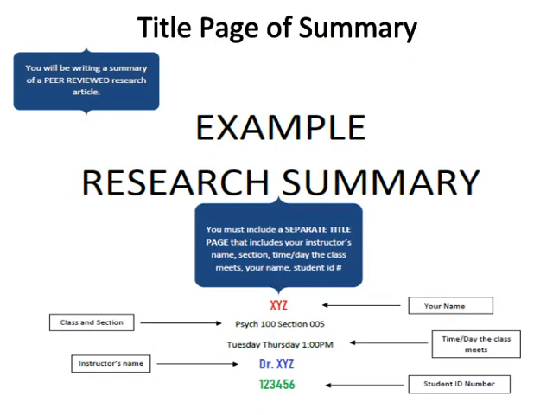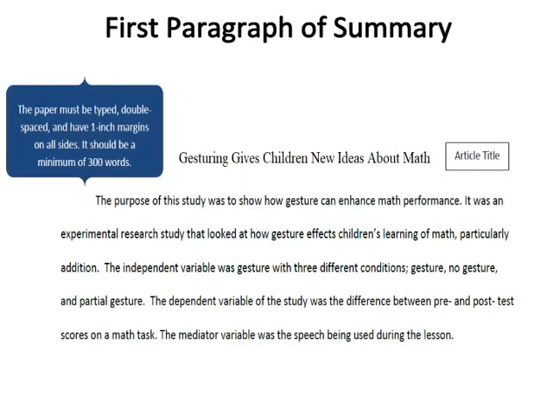You must include a separate title page that includes your instructor's name, section, time or day the class meets, your name, and student ID hash. The first paragraph of the summary is about stating the purpose of the study, and the independent, dependent, and mediator variables used in the research article. It is important to note that the paper must be typed, double-spaced, and have 1-inch margins on all sides. It should be a minimum of 300 words.